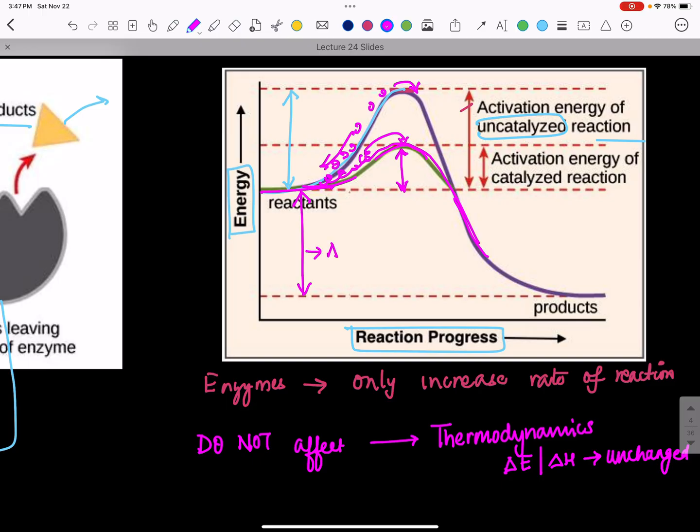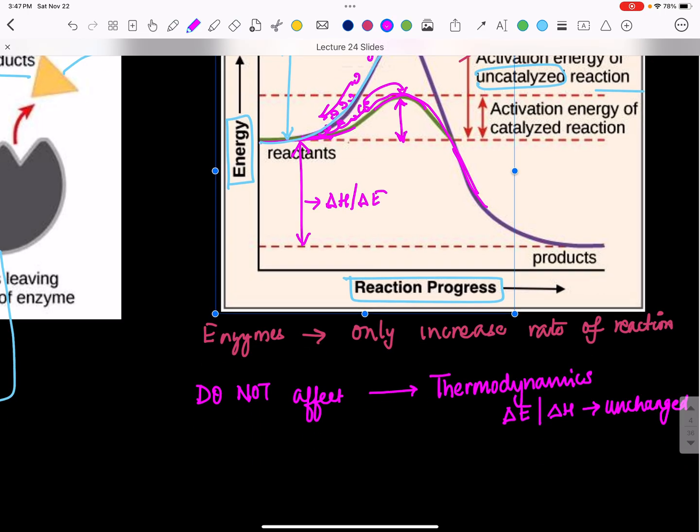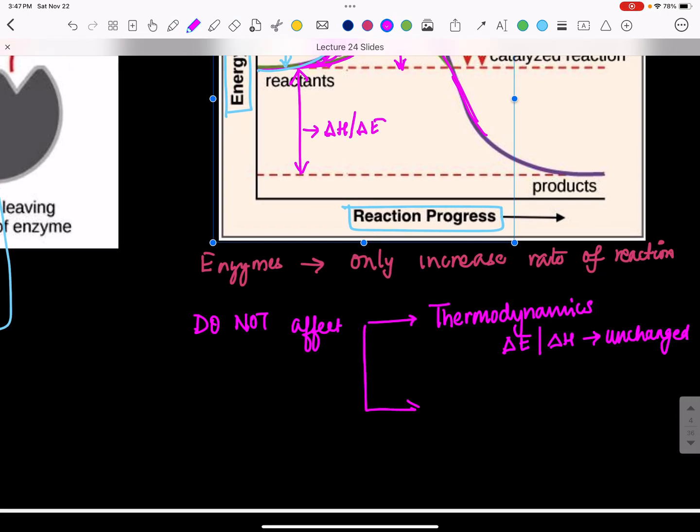It doesn't change. The second thing to note here is they also do not affect the equilibrium. Equilibrium talks about reactant to product conversion. So we have reactant being converted to products. So this is the equilibrium. The enzymes do not favor the reactants nor the products. If the reactants were favored in an uncatalyzed reaction, enzymes will not change that. So equilibrium, meaning the KEQ value, will not be changed.